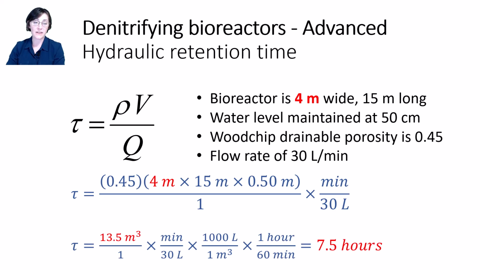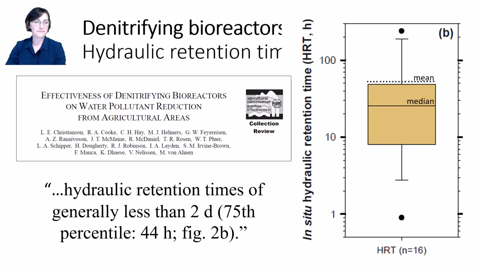Also higher than the 3.75. My point is that HRT is a factor of both flow rate, which we usually don't control, and bioreactor size or volume, which we control through design. So what is a normal range for HRTs?